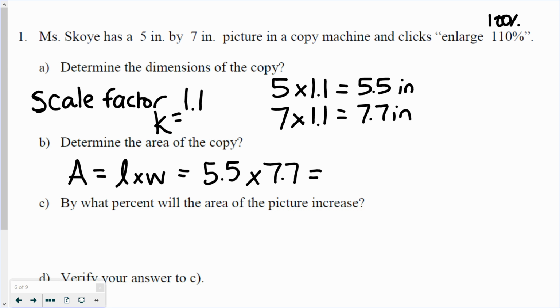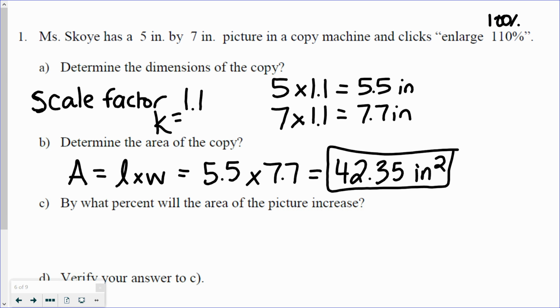So 5.5 by 7.7 is 42.35 square inches. This is the area of that picture. Your units are in inches squared when we're talking about area. It says, by what percent will the area of the picture increase?